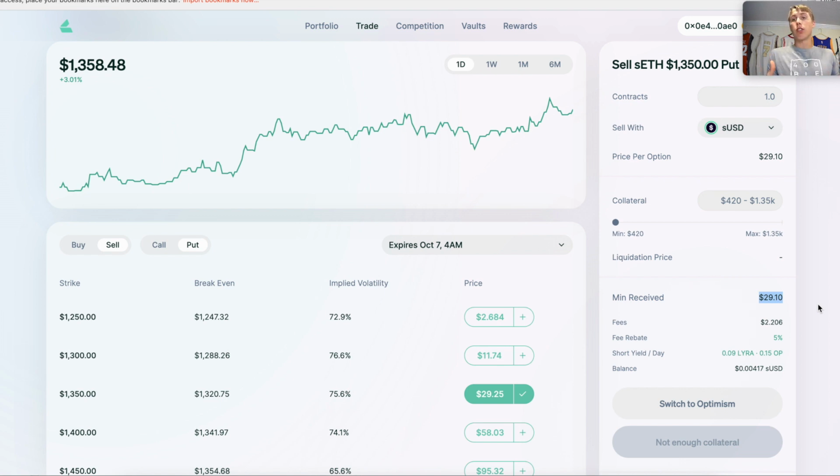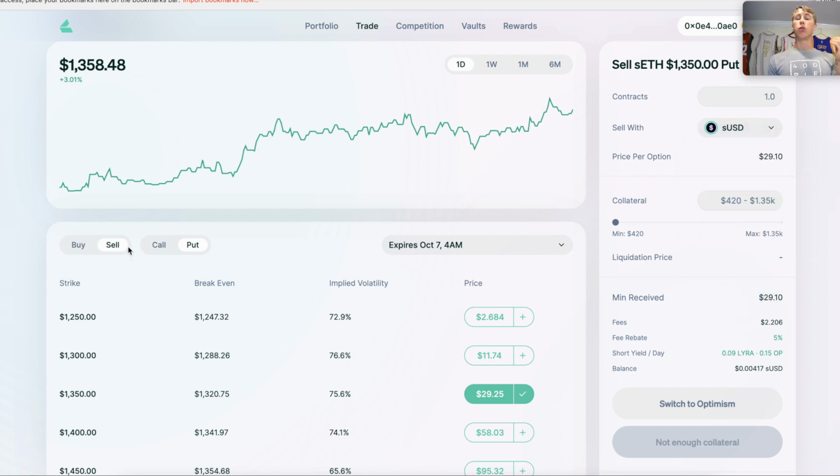Now, if ETH goes to 1349, this option is going to be assigned. This means someone else is going to pick it up. They're going to sell me their ETH, and then I'm going to lose my stablecoins as collateral. Remember, these are only cash settled. So with Dopex and with Lyra, you have to use a stablecoin. It can be DAI, USDC, USDT, sUSD. If that doesn't make any sense, it's okay. I'll explain it more in this video.